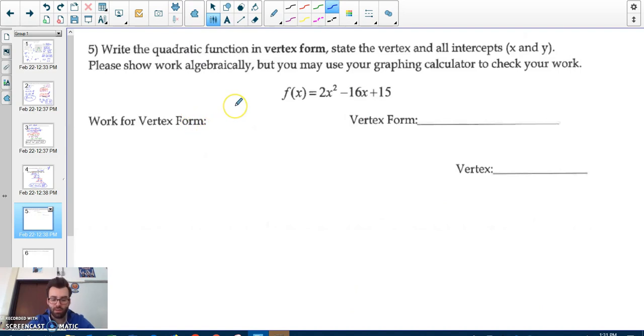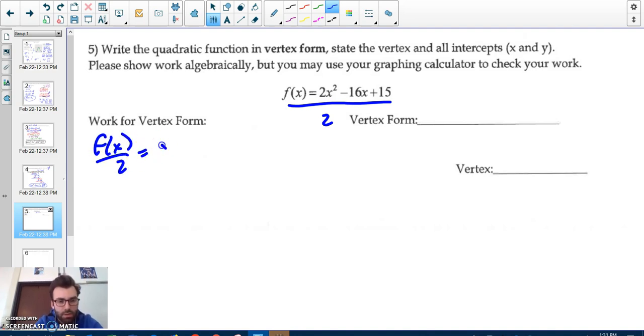Okay, let's go to number 5. Okay, we want to put this in vertex form. It's going to be a lengthy process, remember. In order to have vertex form, I need to complete the square. So I need to divide everything by my 2. Okay, so I have f of x over 2 equals x squared minus 8x plus 15 over 2.